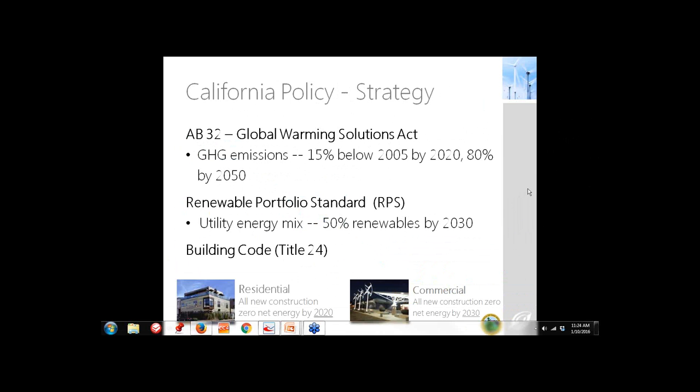In addition to that, the California Building Code, which is the rules that new construction and remodeling can be subject to, is also attempting to reduce energy use by requiring more energy efficient and, for that matter, water efficient fixtures.